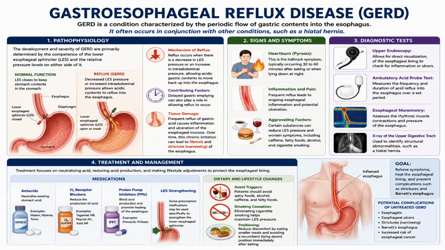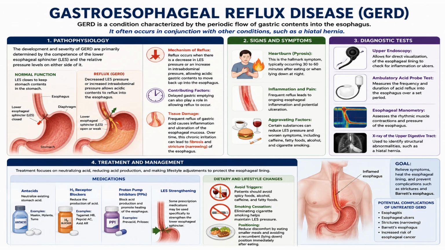Hallmark signs of GERD are heartburn or pyrosis, a burning sensation behind the sternum that typically occurs 30 to 60 minutes after eating or when lying down. Symptoms could be aggravated by substances that reduce the LES pressure. These include caffeine, fatty foods, alcohol, and cigarette smoking.